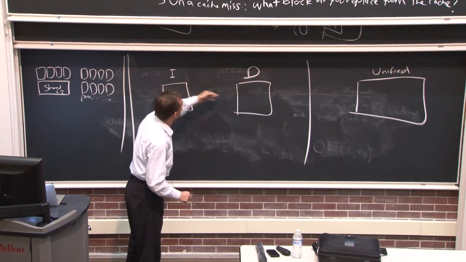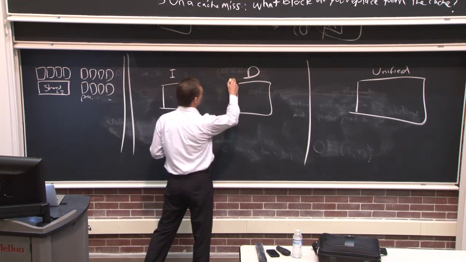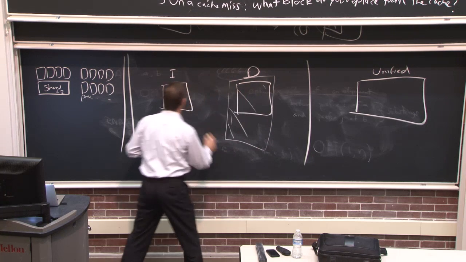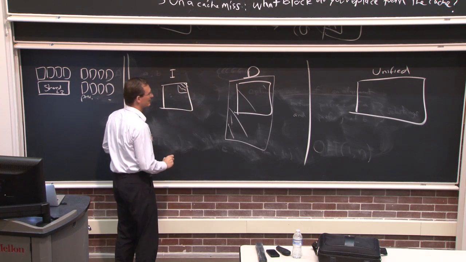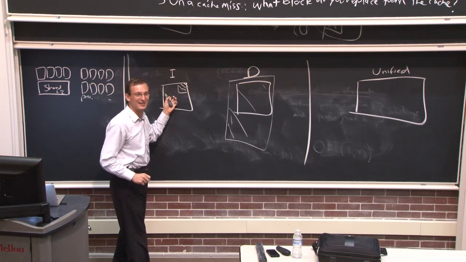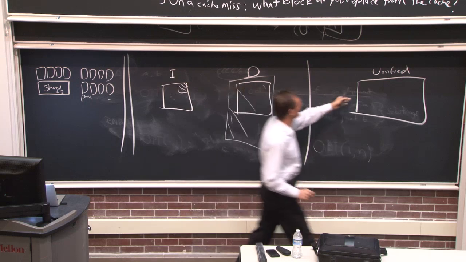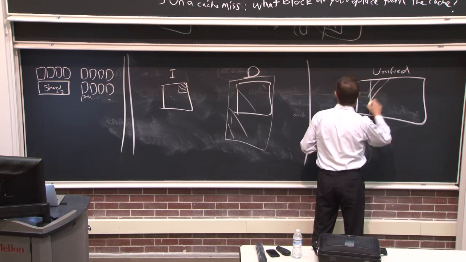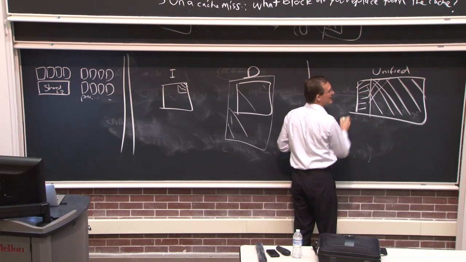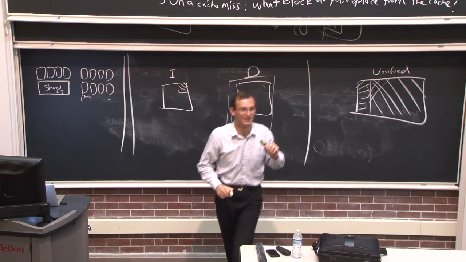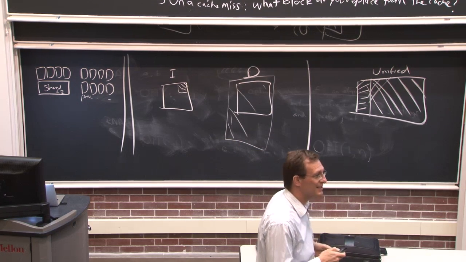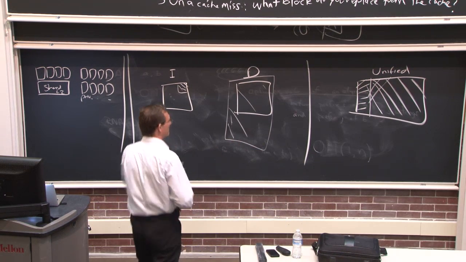Here, if you have separate caches, and it turns out that your data working set is larger than your cache, and your instruction working set is smaller, well, too bad. You cannot use this space for data. Whereas if you have a unified cache, maybe this is your data, and these are your instructions, and they can nicely fit in your cache. Dynamic partitioning.